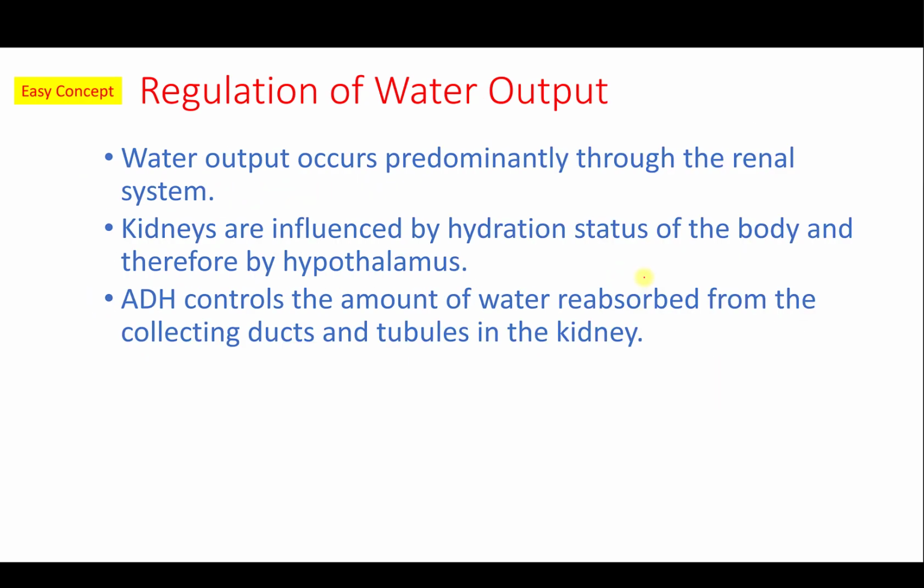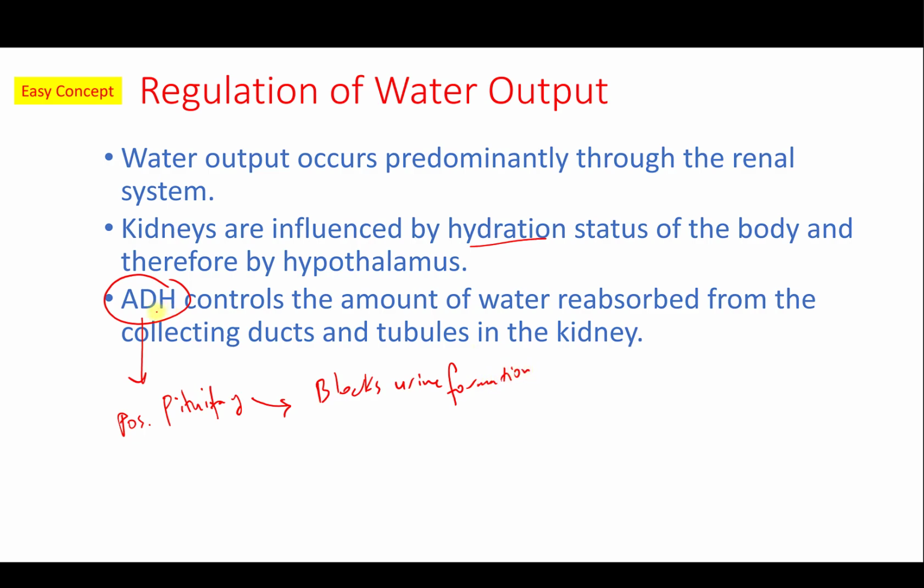Now, for releasing water out of the body, urination, that is also influenced by the hydration status, how much water we have in our system. So if we don't have much water, we will have less urination. If we have too much water, we will have more frequent urination. And the hormone that controls this is ADH, if you remember ADH. ADH is coming from the posterior pituitary, right? And what does it do? It blocks urine formation. We already know this, right?